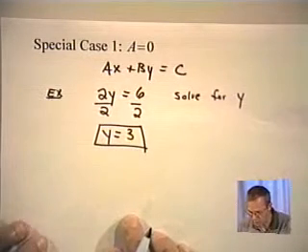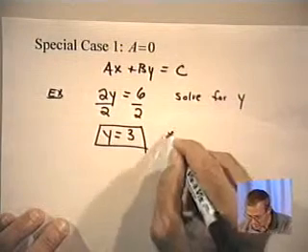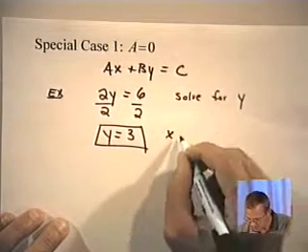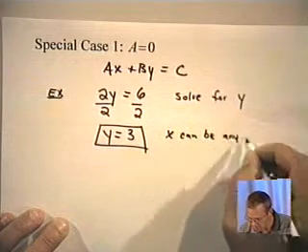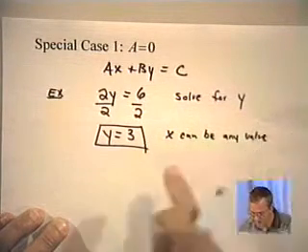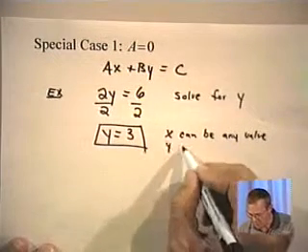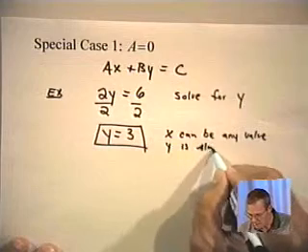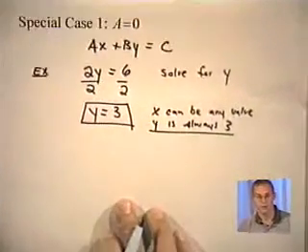Now, what does that mean in relationship to a graph? Well, the x can be any value. There's no x's to plug in. The x's can be any value. The y is always 3. That's the important part.